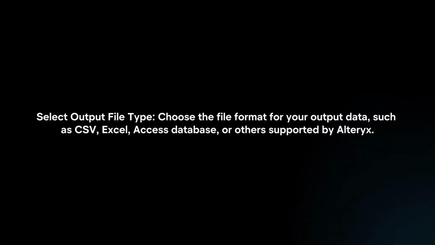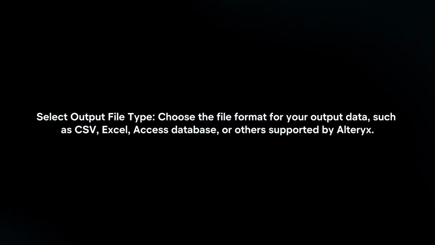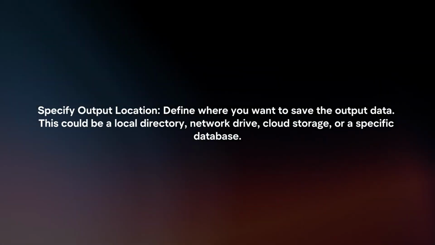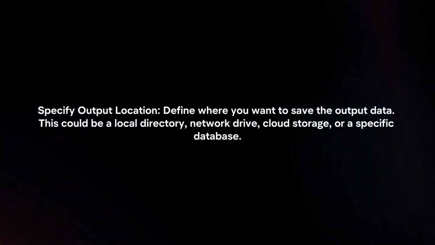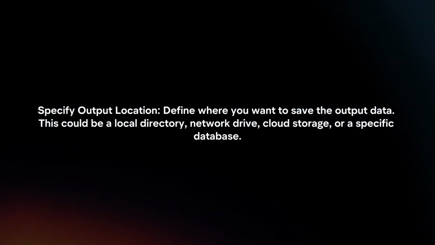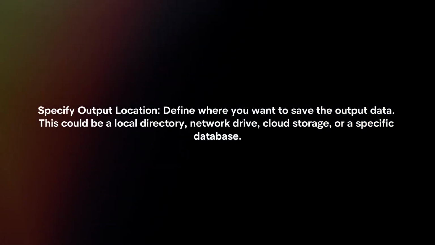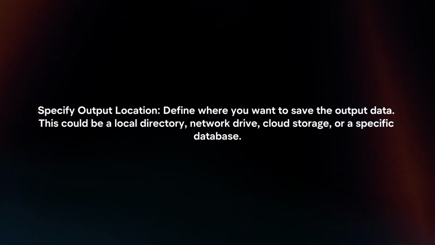Select Output File Type. Choose the file format for your output data, such as CSV, Excel, Access Database, or others supported by Alteryx. Specify output location. Define where you want to save the output data. This could be a local directory, network drive, cloud storage, or a specific database.